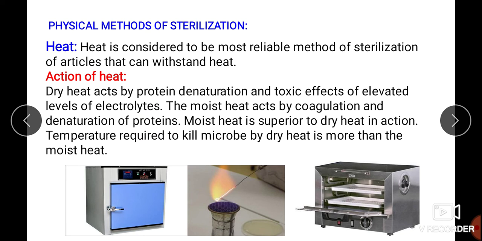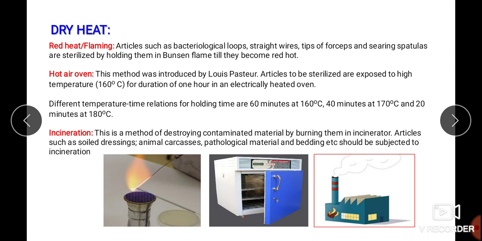We can make use of dry heat or moist heat, but moist heat is superior to dry heat in action, because moist heat has a high penetration power. So moist heat is superior for sterilization purposes. Dry heat can be used in the following ways: red heat or flaming.